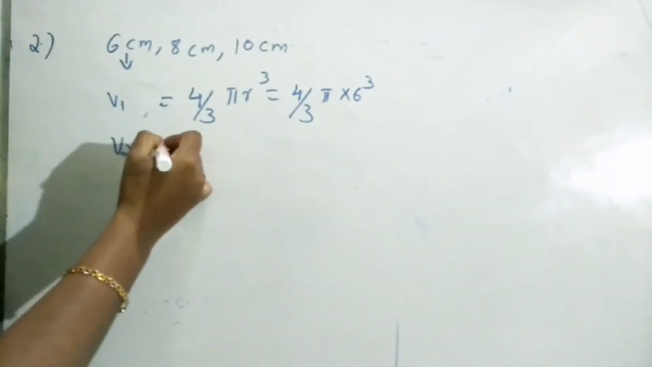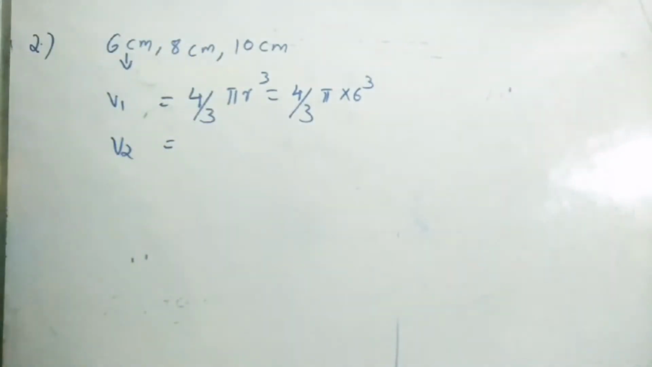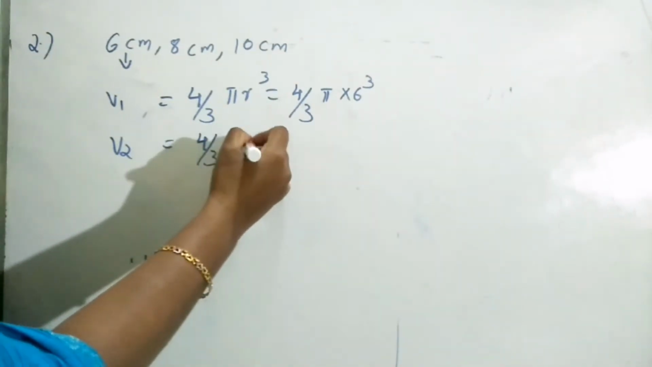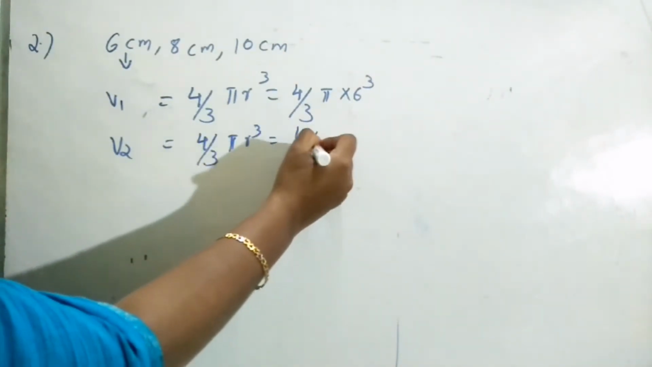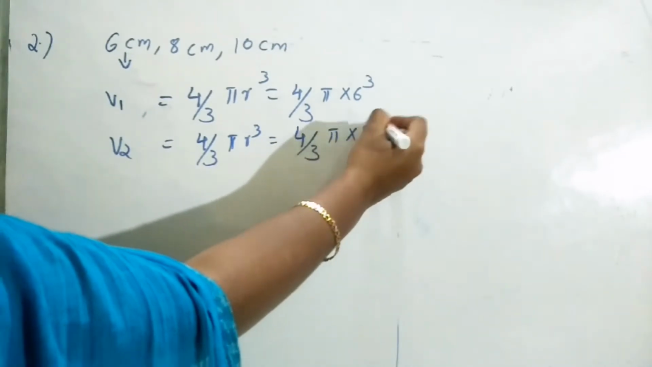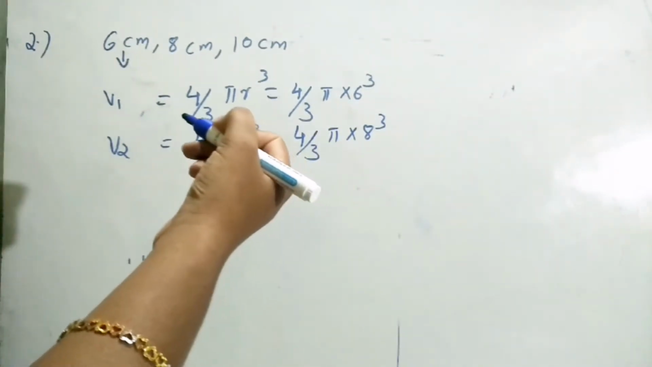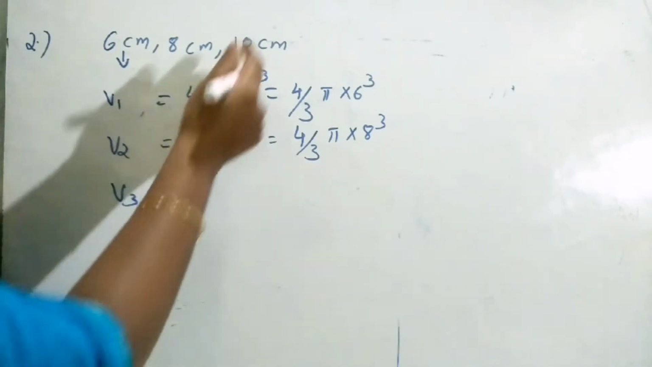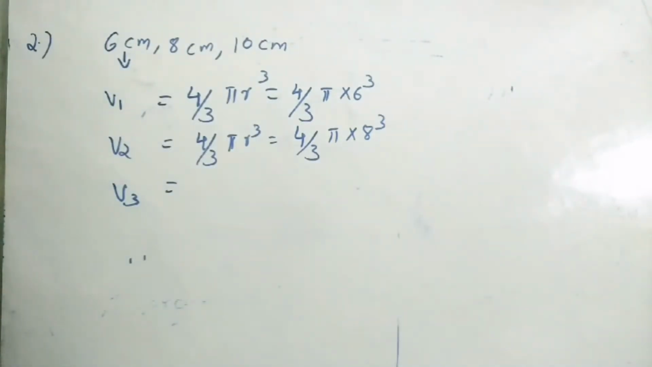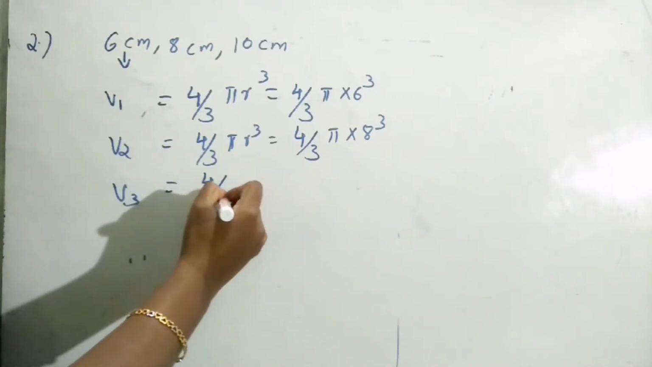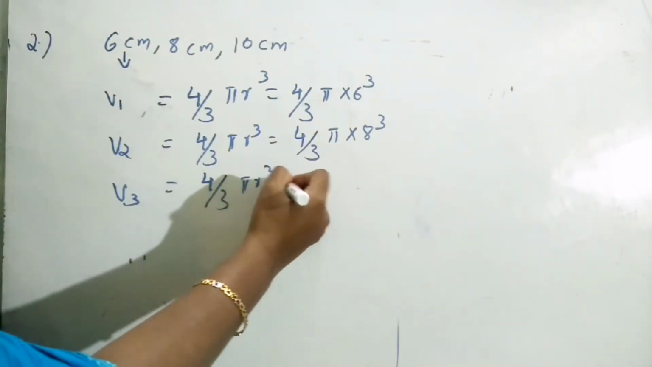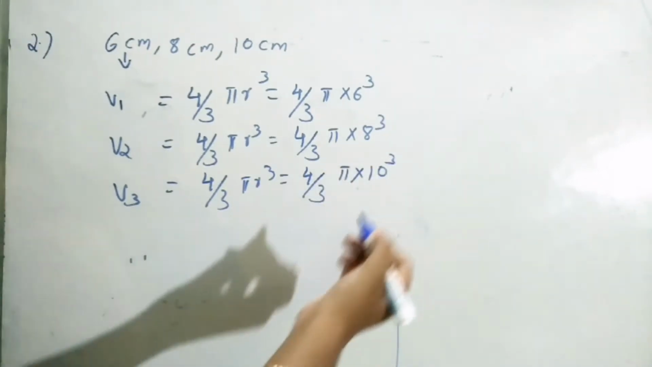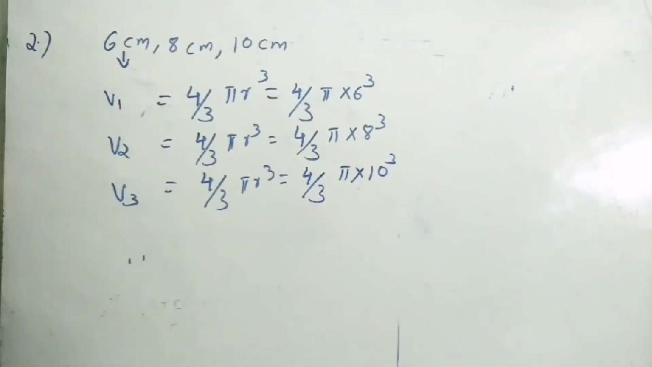Now V2, the volume of the sphere with the radius 8 centimeter, is 4 by 3 pi r cube, which is equal to 4 by 3 pi into 8 cube. Now V3, the volume of the sphere with radius 10 centimeter, is 4 by 3 pi r cube, which is equal to 4 by 3 pi into 10 cube.